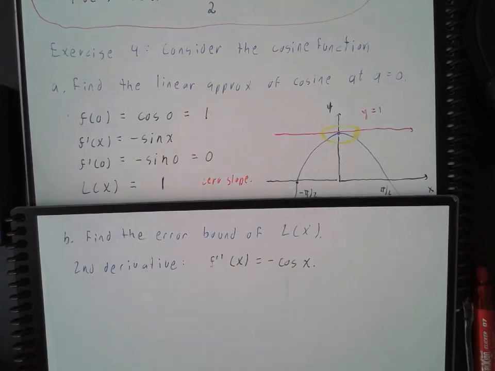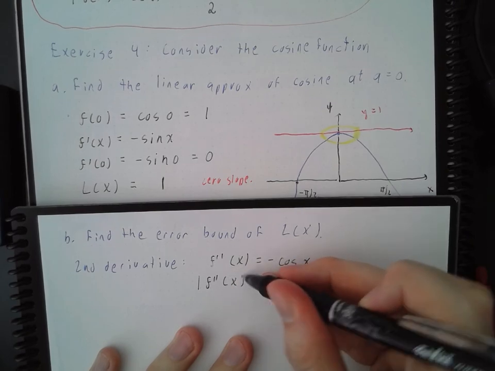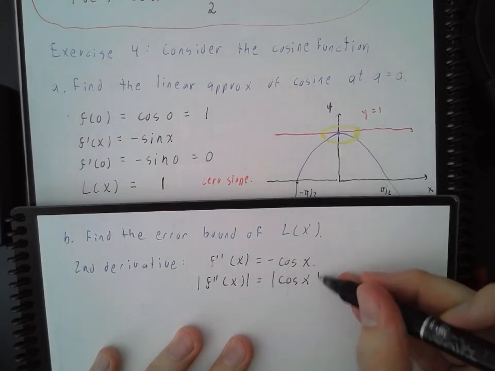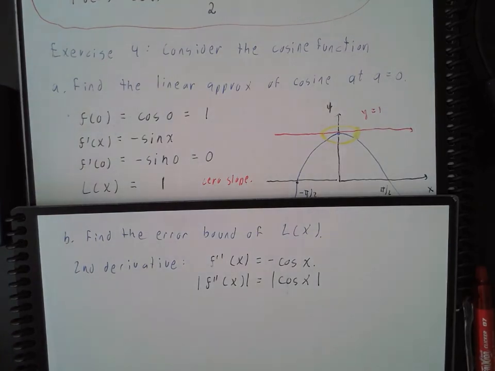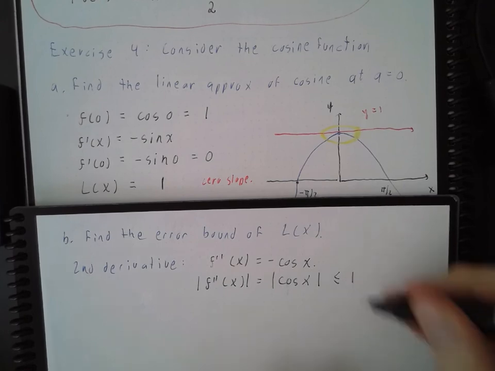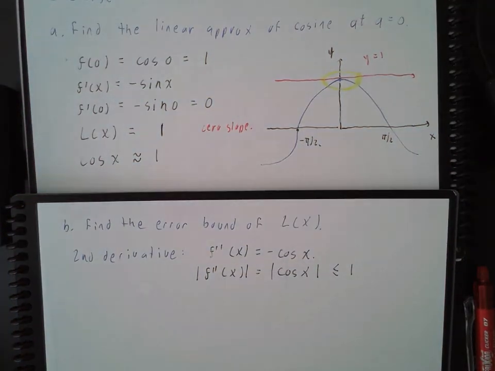So how do we find a good bound for cosine? The nice thing about any trigonometric function is that the values of sine and cosine are always between minus 1 and 1.